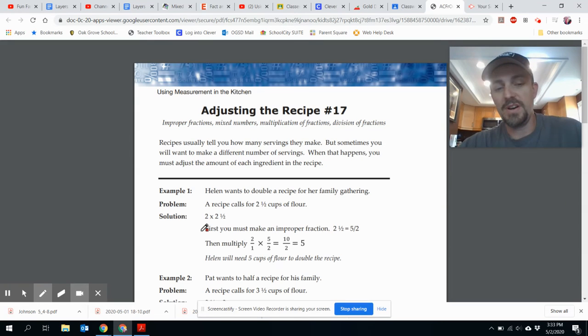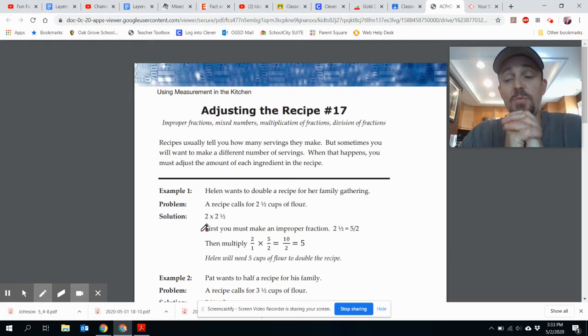All right, Ledesma, we're going to go over adjusting a recipe. And we're going to take a real world application of math into the kitchen, right? I've always told my students that math is everywhere, it's all over the place, it's eternal. And this is a good example of that, right? You can find math right in your very own kitchen.